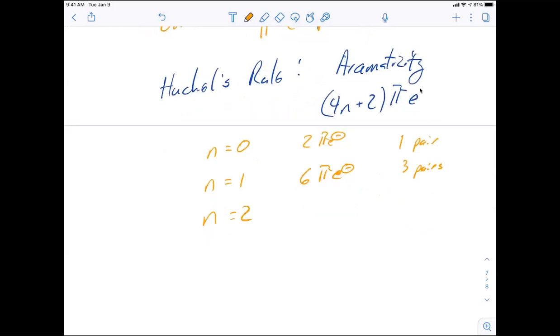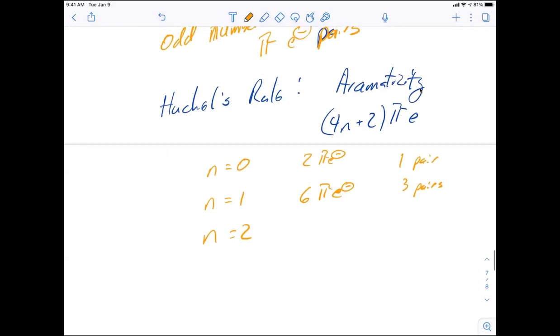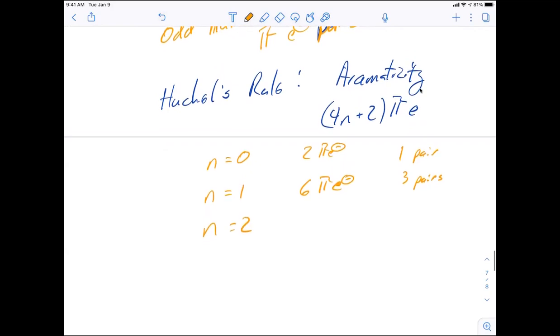N equals 2. So Huckel's rule, a lot of people get confused about this. All it is is a way for us to get the number of pi electrons. N can be anything. N is not the number of electrons. N is just an integer. It could be 0, it could be 1, it could be 2, it could be 3, it could be 4. And it gives us a series. So here, if n is equal to 2, 4 times 2 is 8, plus 2 is 10 pi electrons, which is 5 pairs, again odd. If n equaled 3, 3 times 4 would be 12, so that's 14. So it's just giving us a series of electrons.